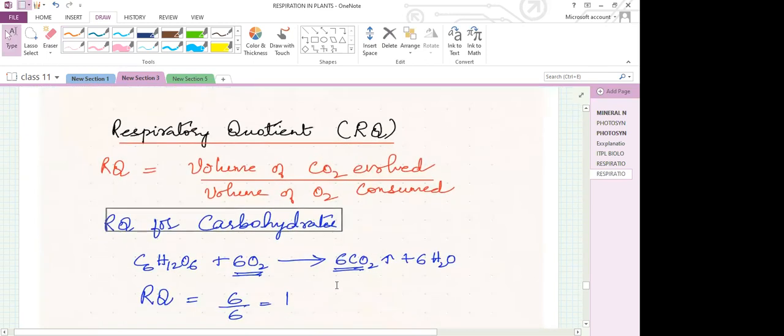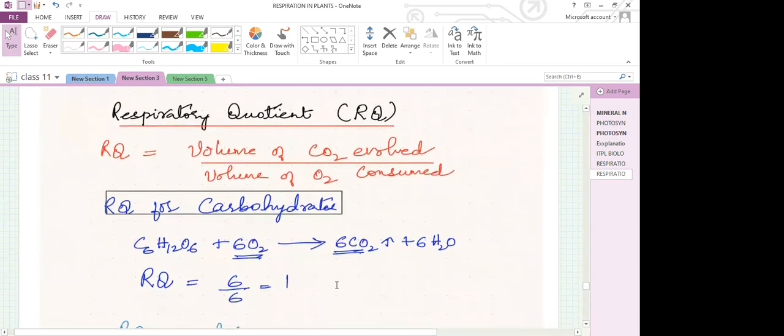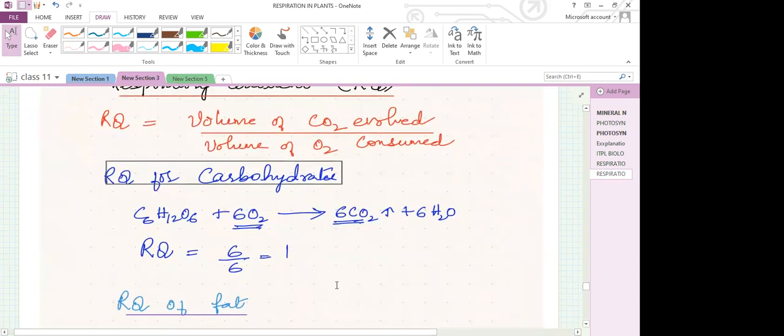So respiratory quotient. What do you mean by that? Volume of carbon dioxide evolved per volume of oxygen consumed. Okay, so respiratory quotient of carbohydrates. When we write the equation for respiration, there is a complete oxidation of glucose. So 6 molecules of oxygen and 6 of carbon dioxide, so they are equal. So the respiratory quotient of carbon dioxide to oxygen is 1 here.